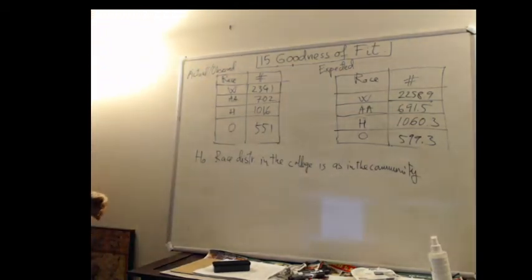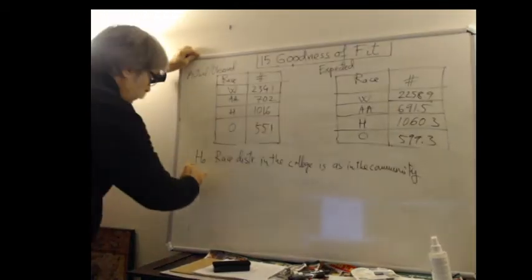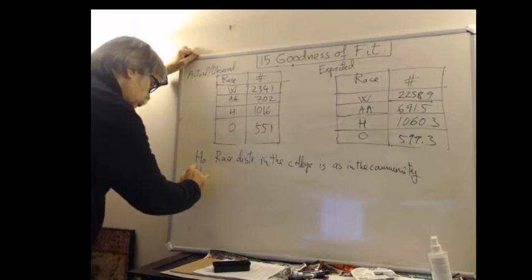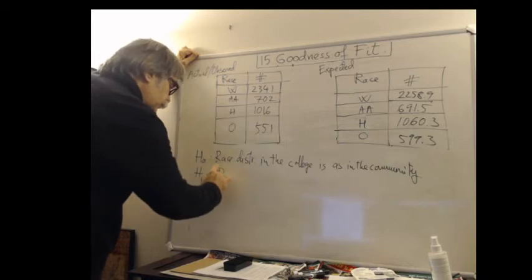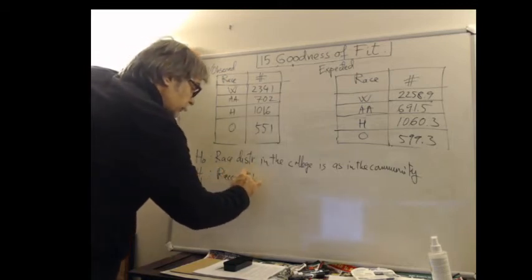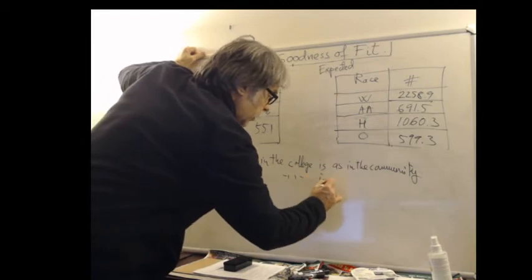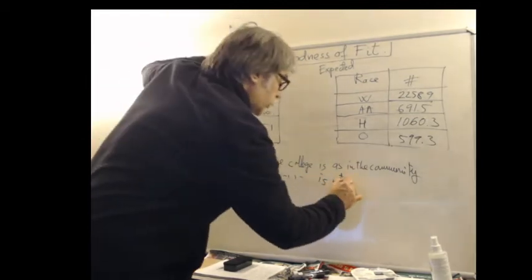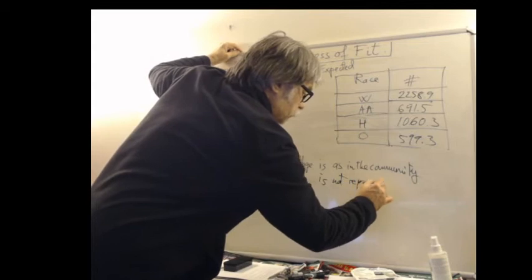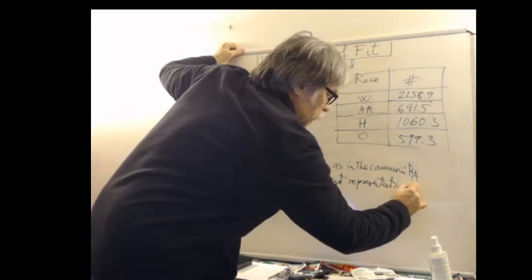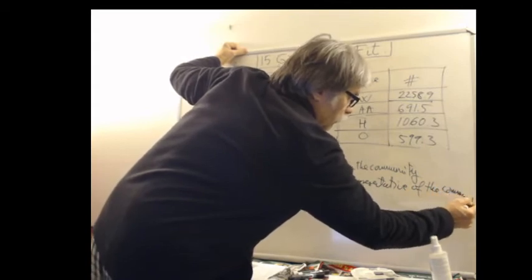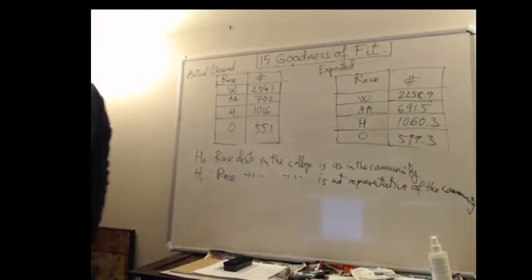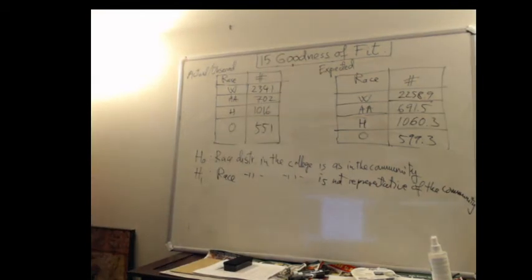Which would make you happy as an administrator, right? H1: the race distribution is not representative of the community. Which is a problem. You're a community college, you should be representative of the community, but you're not representative of the community. So that's a bit of a problem, right?